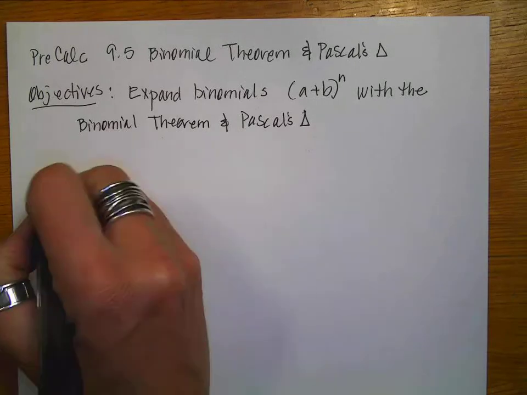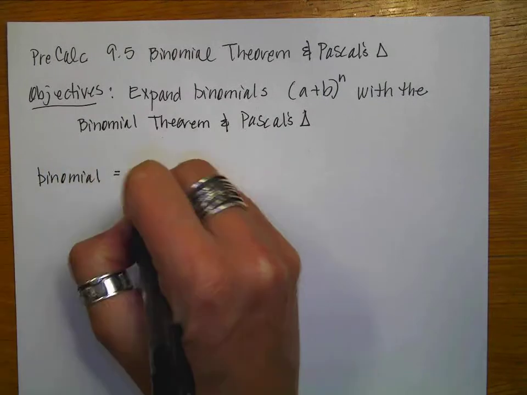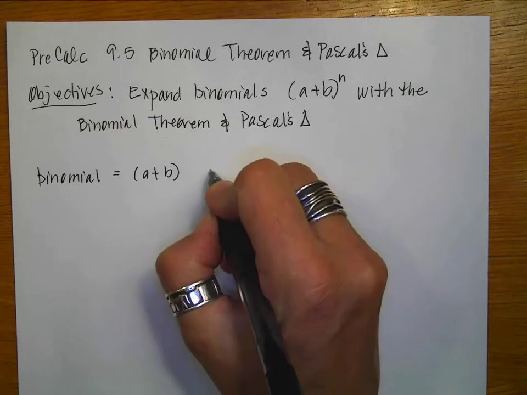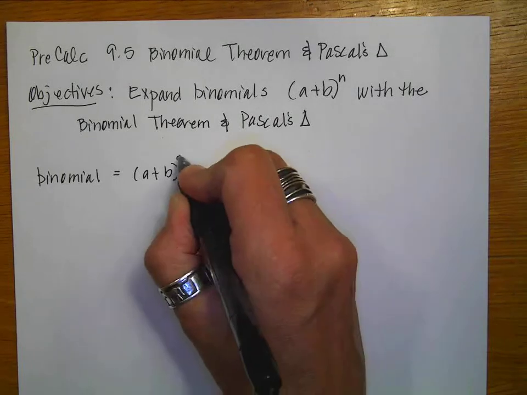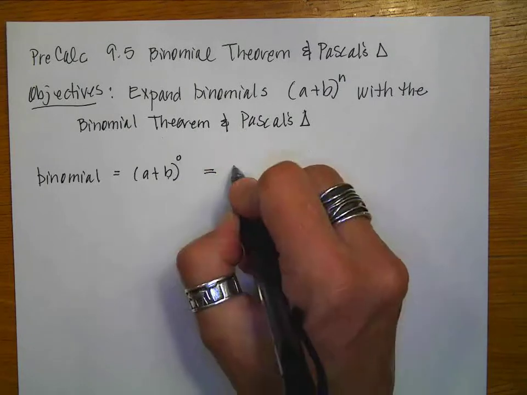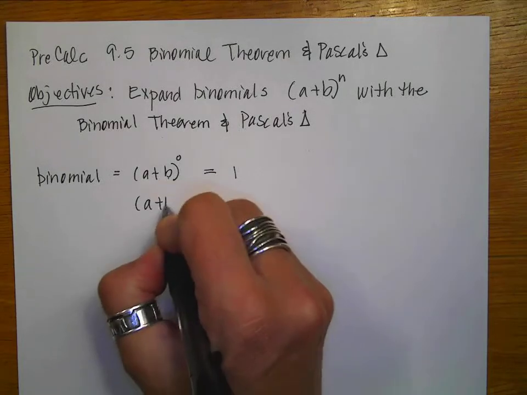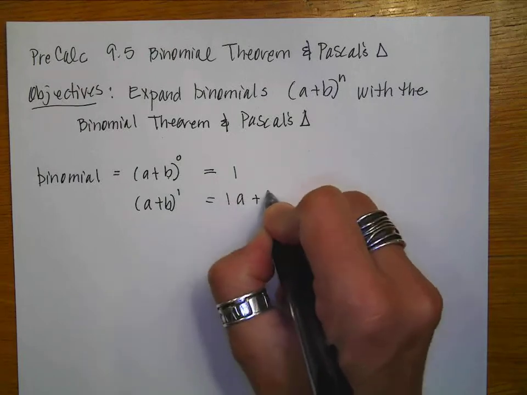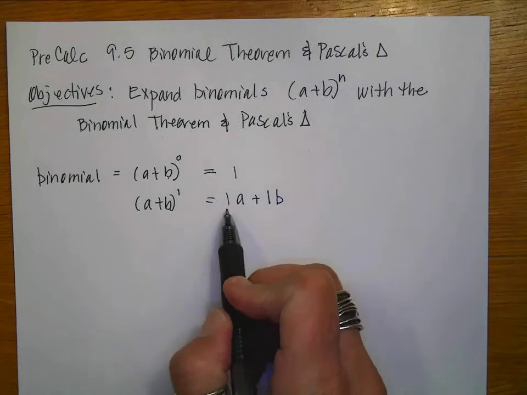So let's just first talk about a binomial. So let's say a binomial is a plus b. Well, if I have a plus b, and actually, let's just start, and I want to raise that to a power. Well, a plus b to the 0 power is going to be 1, because everything raised to a 0 is going to be 1. Well, if I have a plus b raised to the first, that's just 1a plus 1b, okay? And the ones will make significance in a moment.